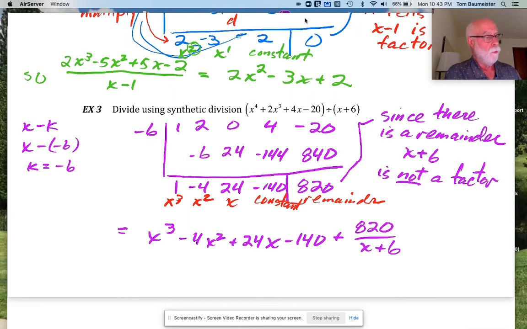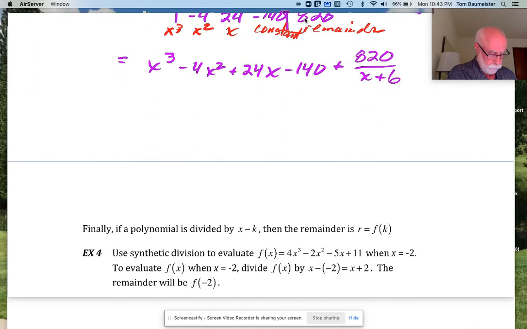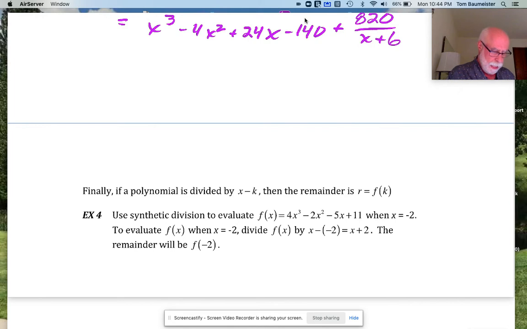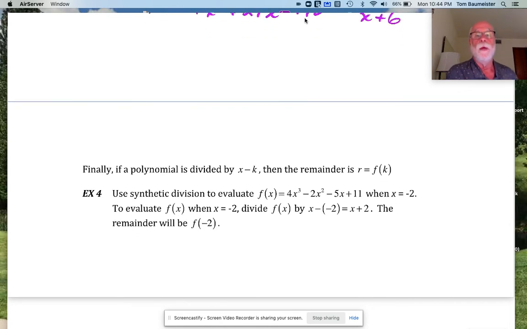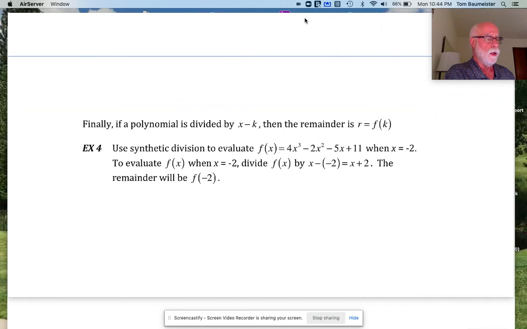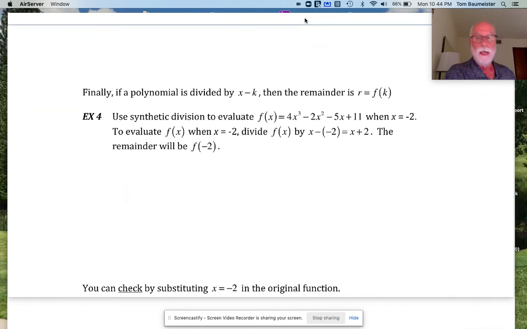All right, one more to do. So finally, if a polynomial is divided by x minus k, then the remainder r is equal to f of k. So what they're telling you here is we're just going to find out what our k is. All right, so we'll find out if we have a remainder or not. A lot of times if we start with something big, it's easier to do this remainder theorem than it is to keep working it out. And you'll kind of see as we go along what I'm talking about there as we go along in this chapter.